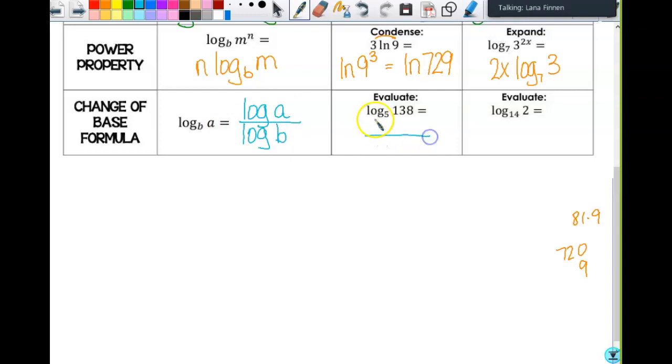Change this into a log, and a log. So 138 goes on top, 5 goes in the denominator, and then this one, get a log and log, 14 in the bottom, 2 in the top. And I cannot reduce these. If this was the log of 2 over 14, yeah, I could make it the log of 1 over 7, but that's not what this is. This is the log of 2 over the log of 14. Those are each their own separate individual numbers. No reducing here, that is it.